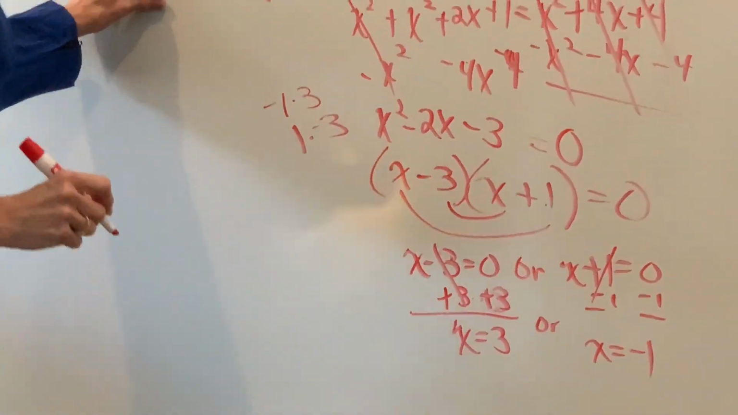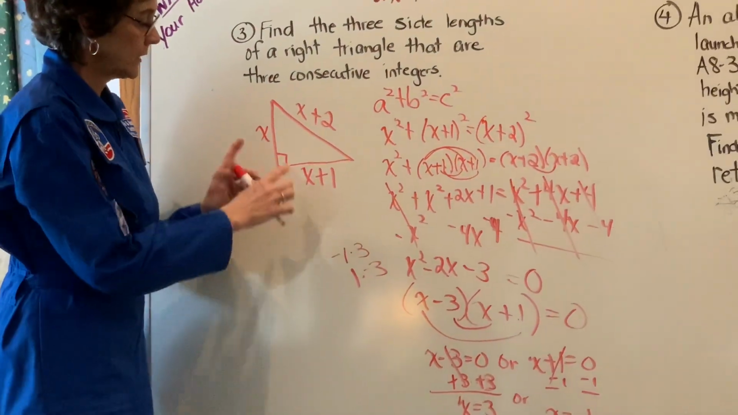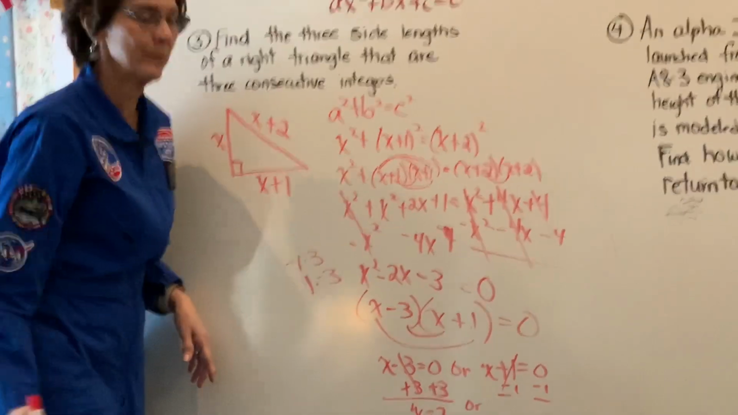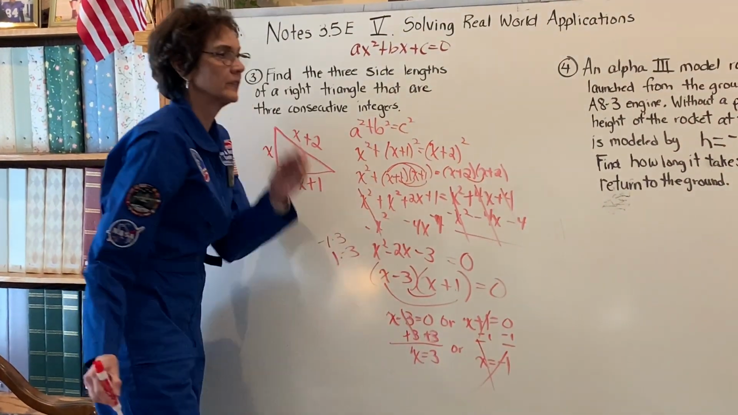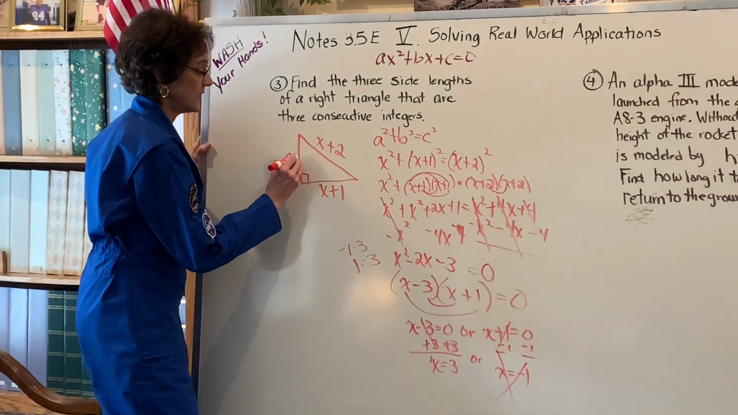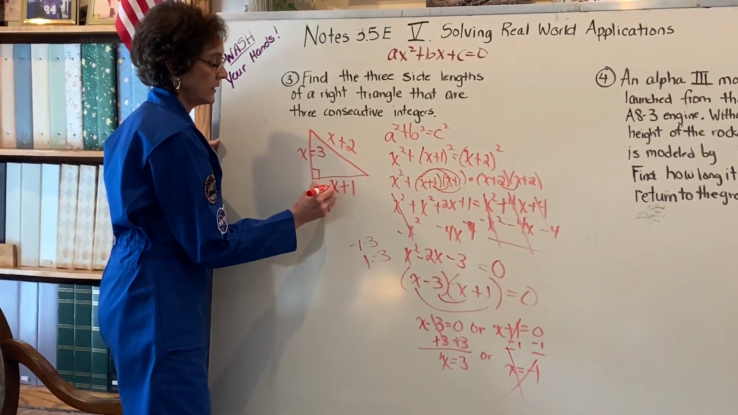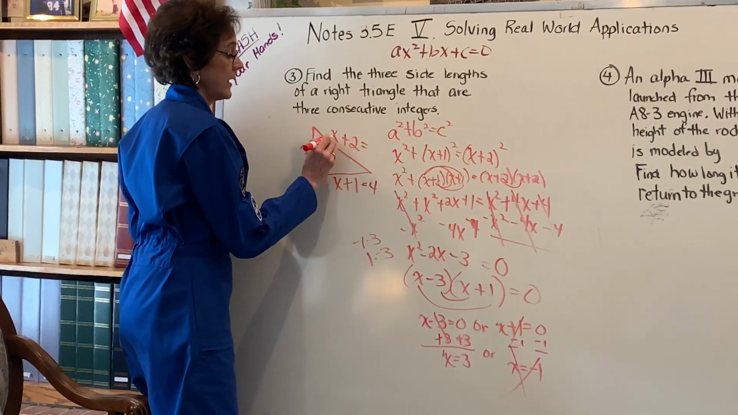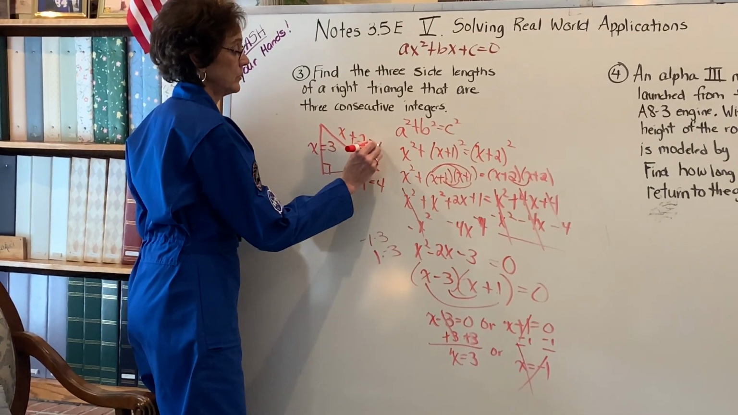All right, now go back to your design. Your little triangle here. Could that be negative 1? No, side lengths of the triangle can't be negative. That's extraneous. It doesn't work. How about this one? Yes. So if this x is 3, what is this x? 3 plus 1, 4. X is 3 plus 2 is 5.